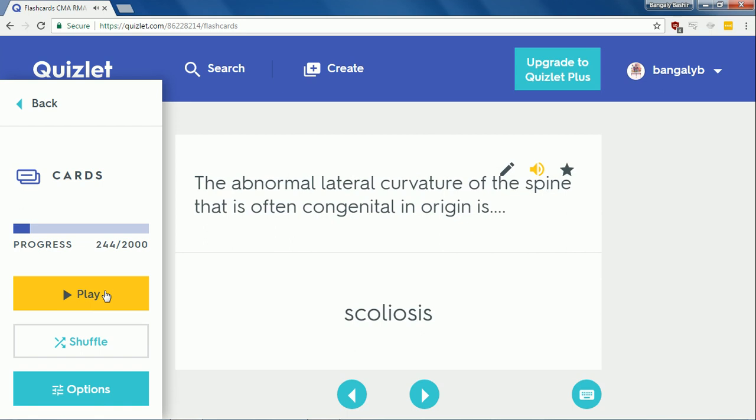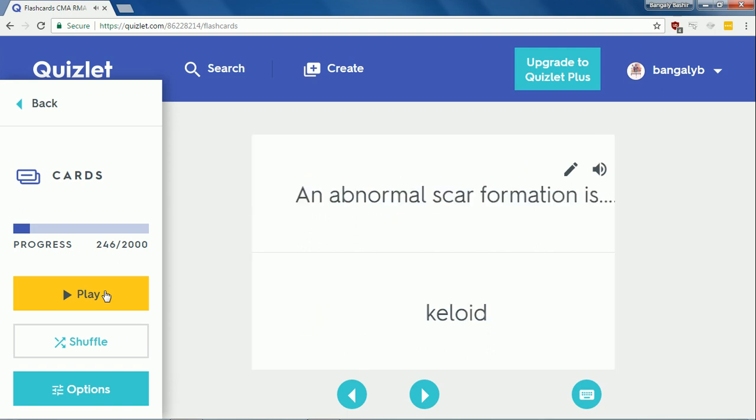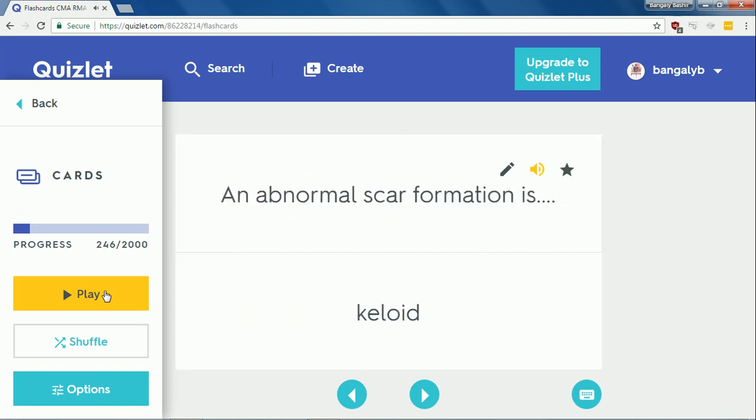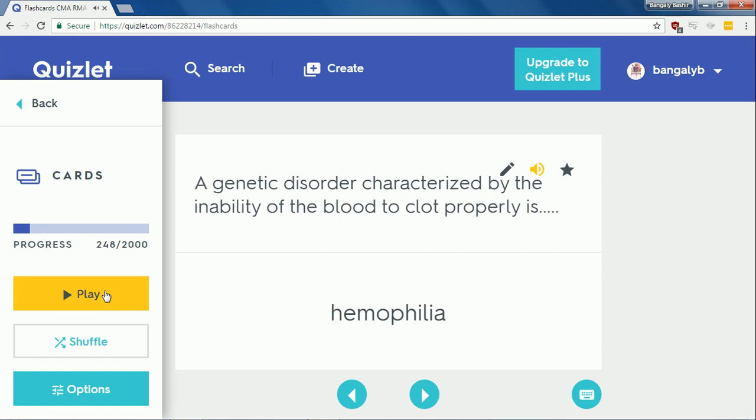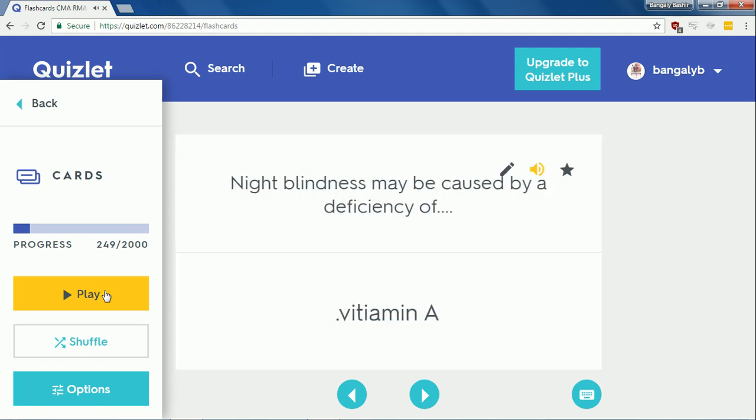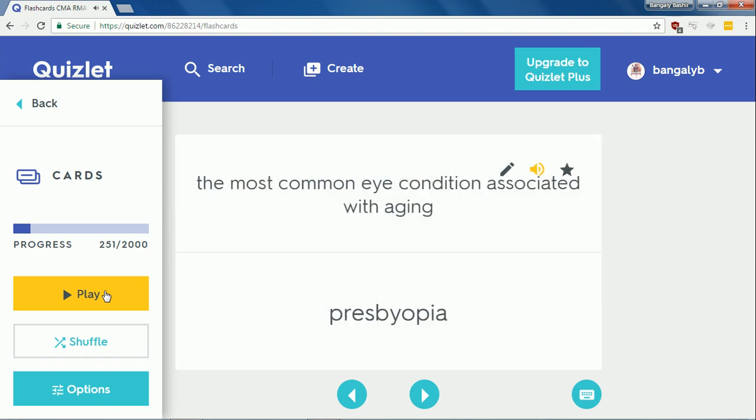The abnormal lateral curvature of the spine that is often congenital in origin is scoliosis. A type of bone fracture producing many bone fragments is a comminuted fracture. An abnormal scar formation is a keloid. Bilirubin specimens require what special preparation? Protection from light. A genetic disorder characterized by the inability of the blood to clot properly is hemophilia. Night blindness may be caused by a deficiency of vitamin A. A deficiency of vitamin B12 leads to which type of anemia? Pernicious. The most common eye condition associated with aging?